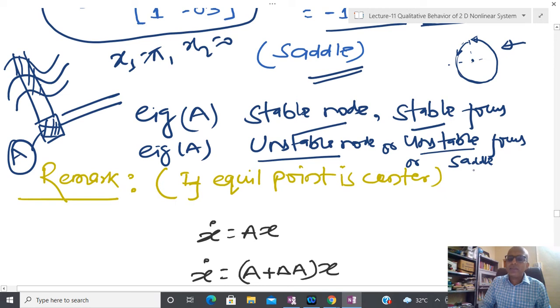and saddle point. Could you please tell me what happens if the real part of the eigenvalue is equal to 0, so I have purely imaginary eigenvalues, then what can one conclude? Is the corresponding nonlinear system stable or unstable? What do you think, Sunidhi?